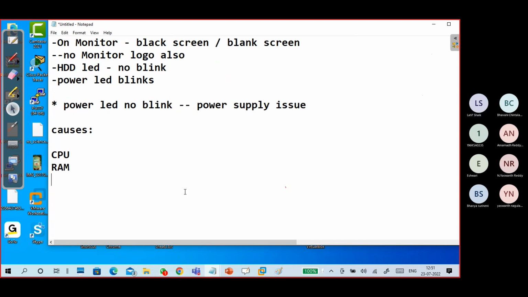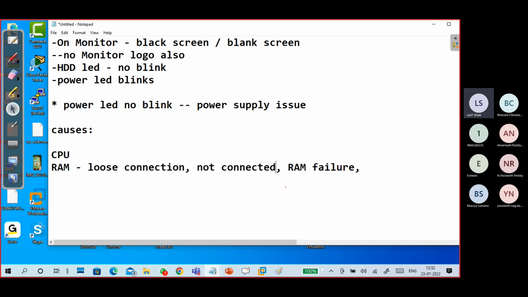RAM. Okay, like a RAM loose connection or a RAM failure. RAM not working. RAM failure, loose connections. Sometimes it is not connected. Okay, RAM failures, because RAM is not working. RAM failure means not working.